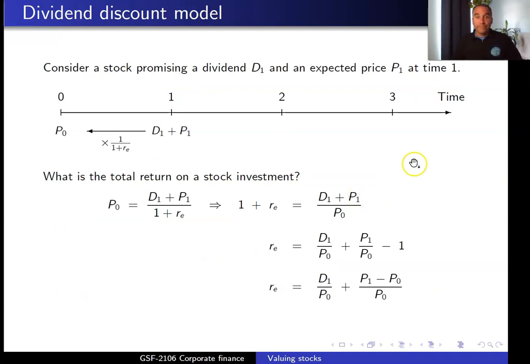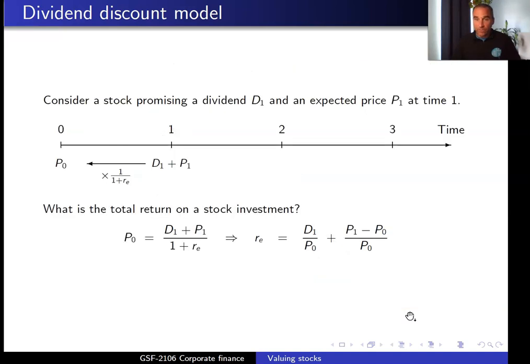Very good. What is the total return on a stock investment? From P0 equals D1 plus P1 over 1 plus the equity cost of capital, we will isolate the equity cost of capital and determine where this cost is coming from. Okay, so we obtain RE is D1 divided by P0, plus (P1 minus P0) over P0. So this is the total return on a stock investment.